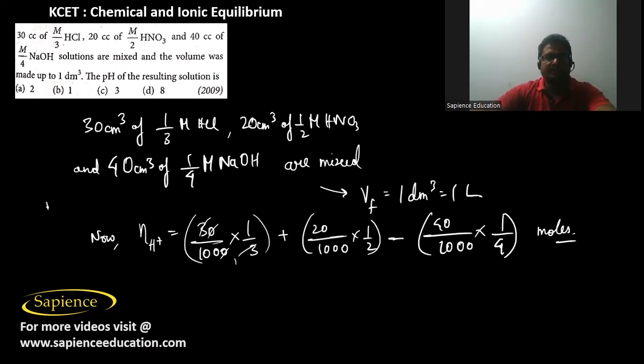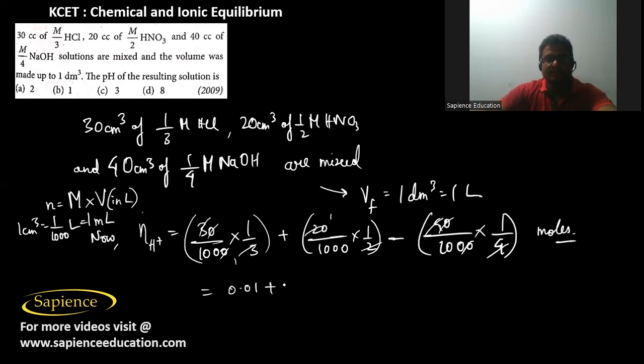The number of moles we can find by using molarity times volume in liters. Now 1 centimeter cube, as you know, is equal to 1 by 1000 liter. Since 1 centimeter cube is also 1 ml, this will come to 10. So this will be 0.01 plus 0.01 minus 0.01, which will be equal to 0.01 moles.